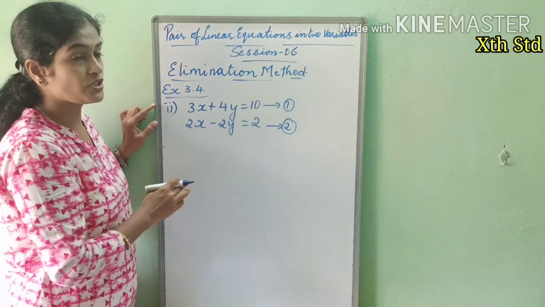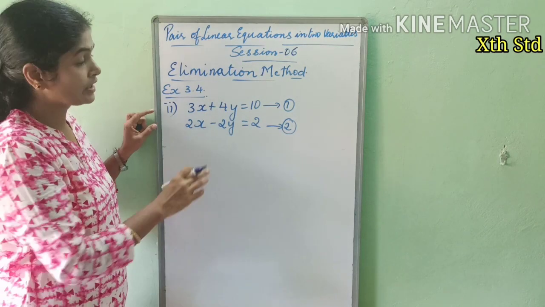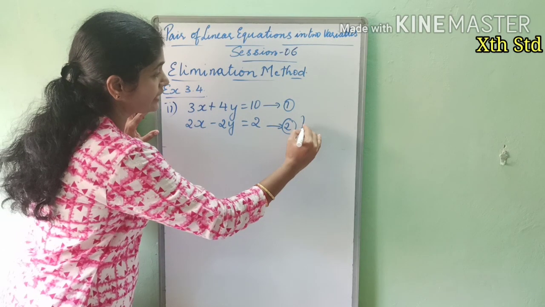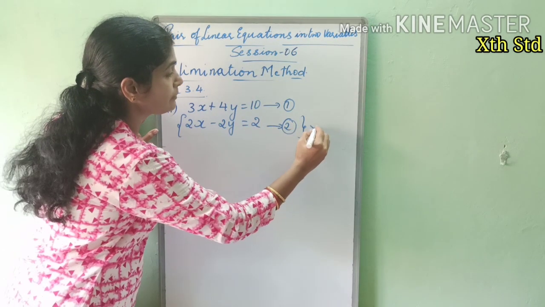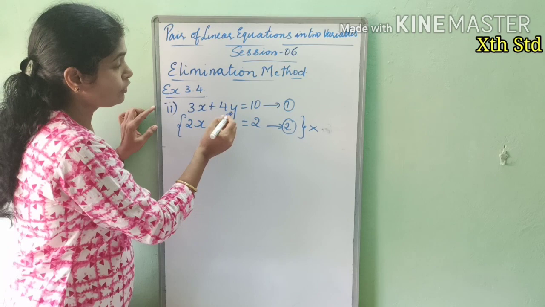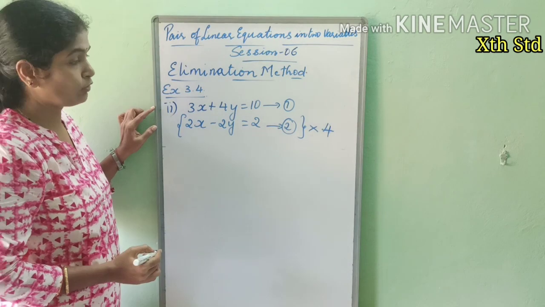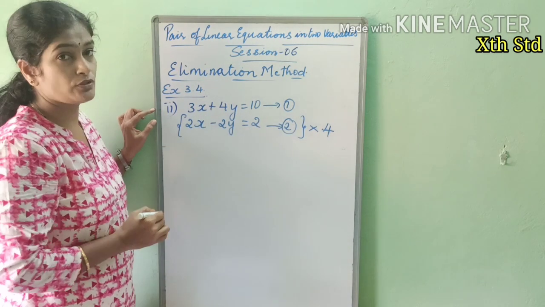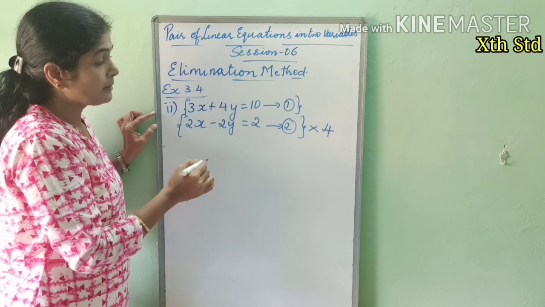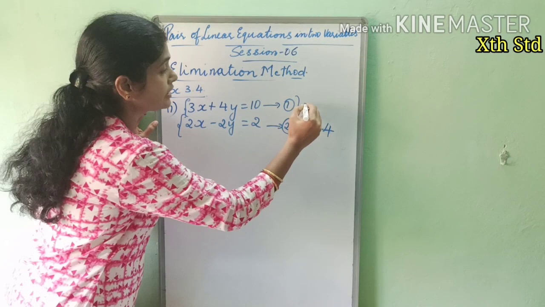Now in equation 1, we have decided to eliminate y. So we will focus on the coefficient of y. It is 4. So I will take the entire equation 2 and multiply it by the coefficient of y in equation 1. What is the coefficient of y in equation 1? It is 4. So I will multiply the entire equation by 4. Then focus on equation 1. This entire equation 1, we will multiply by the coefficient of y in the second equation. That is, into 2.